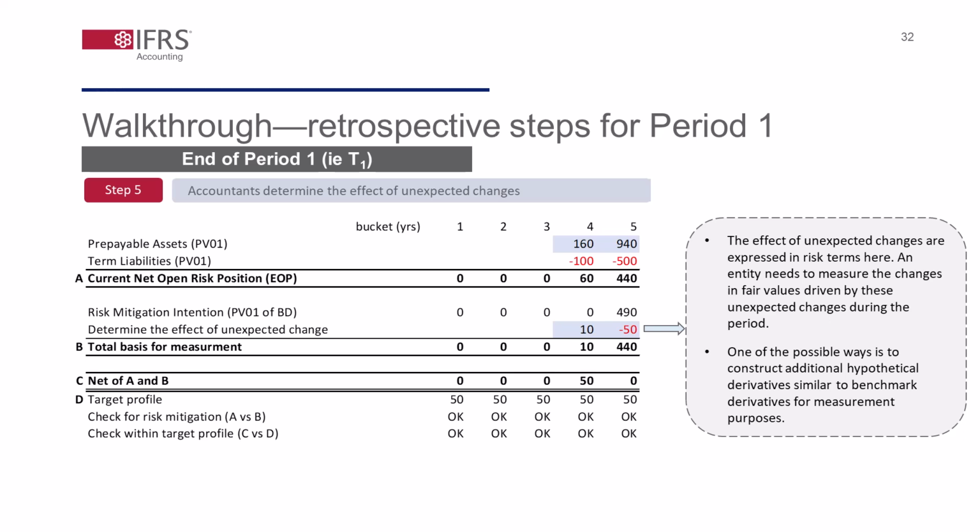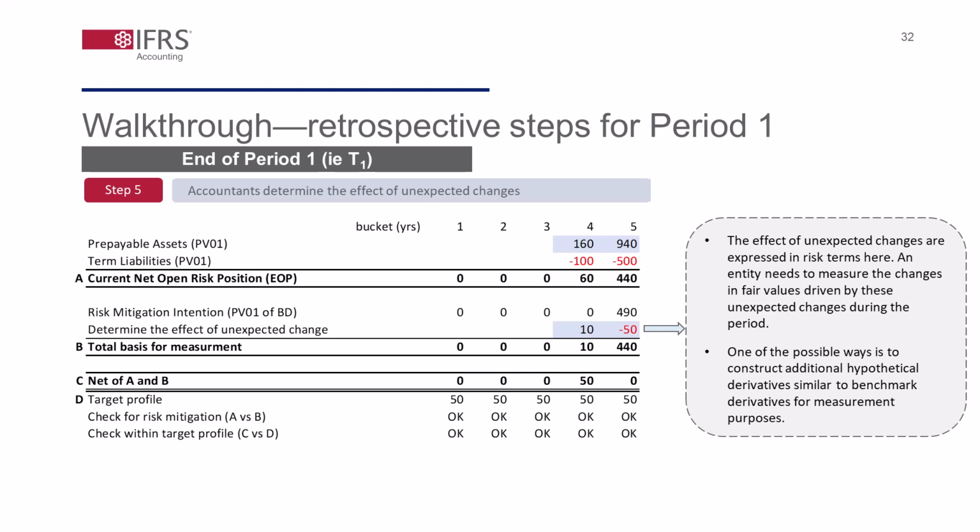Although not discussed in detail by the IASB, we think one possible way to measure such change in fair value is by creating some additional hypothetical derivatives. If those derivatives were constructed based on the prevailing market interest rate as at the beginning of the period, with a zero fair value, then accountants could measure the effect from those unexpected changes by measuring the fair value change in the hypothetical derivatives. Entities may also choose to use other methods if they prefer.